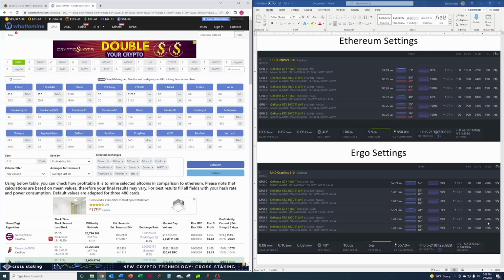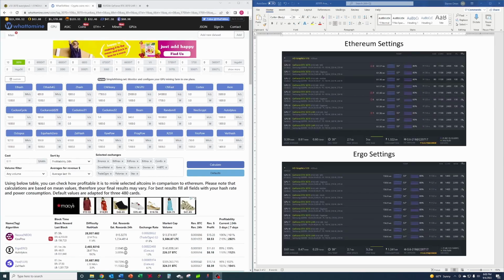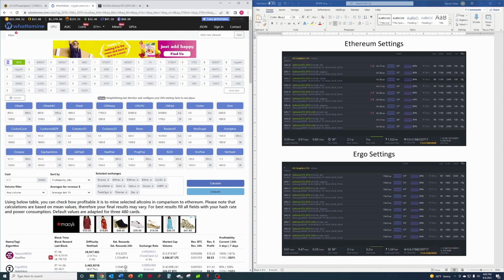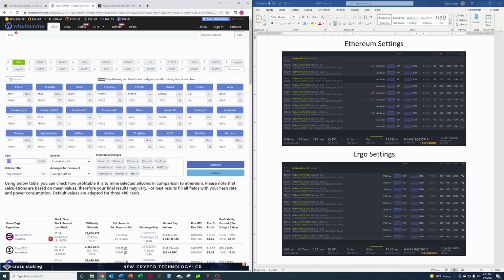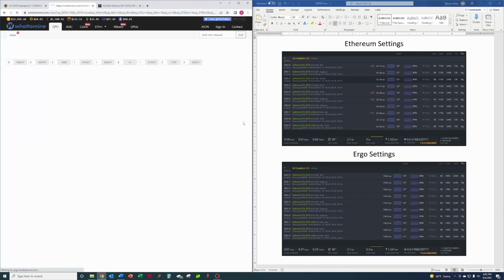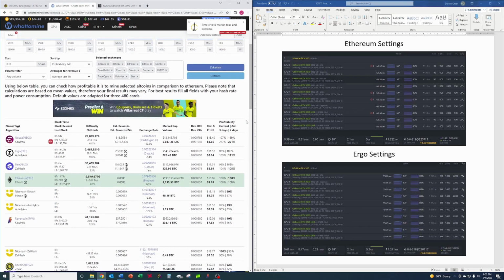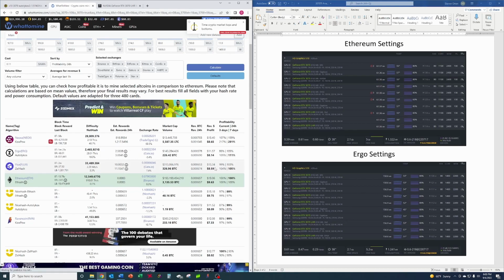I just popped those in and just started running it, so that way I could have less downtime on the rig itself. All right, so moving on to my 3070 rig. My first step was just popping that in, making sure that my cost is 11 cents, and calculate. I'm not too concerned about daily profitability, but Ergo and Flux are both up there around Ethereum for daily profitability.